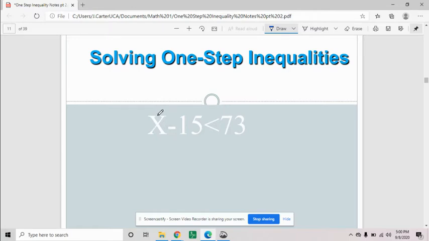So you guys had practice with this yesterday where we were solving one-step equations. It didn't have more than 1 or 2 steps, I believe. But in this situation, I want x by itself, and there's a minus 15 on this side of the inequality, right? So it's not an equal sign, it's an inequality sign. So what I need to do is add 15 to both sides to get rid of the 15 with the x. And the reason I add is because adding is the opposite of subtracting. So these two cancel. So you're just left with x being less than 88.